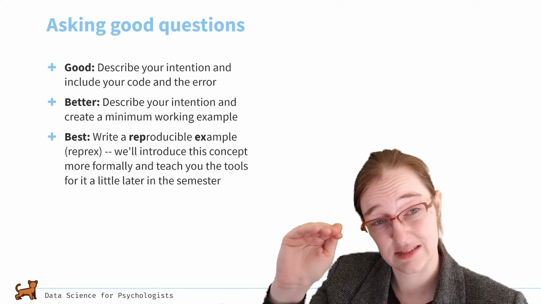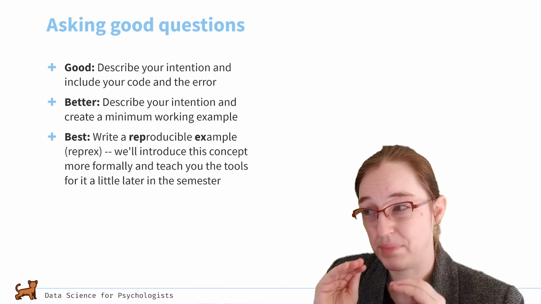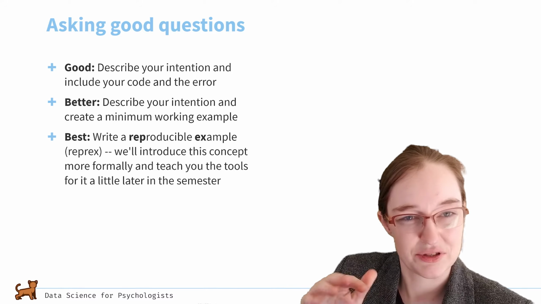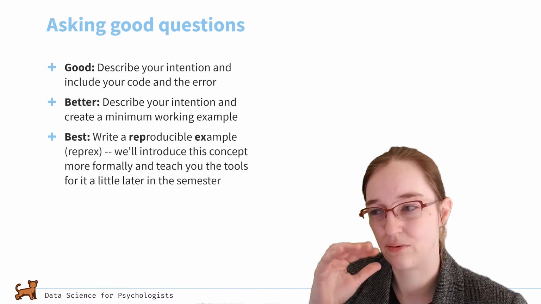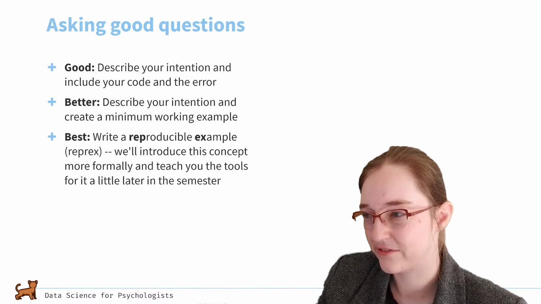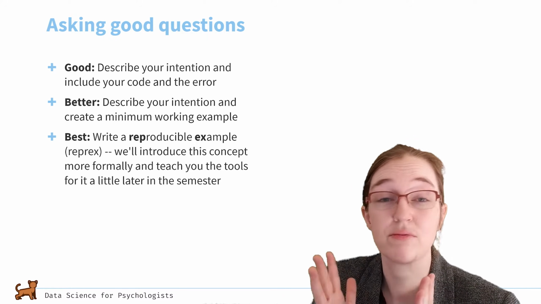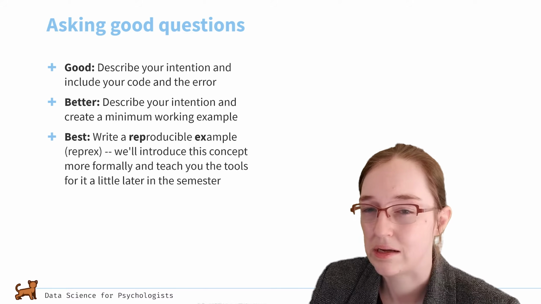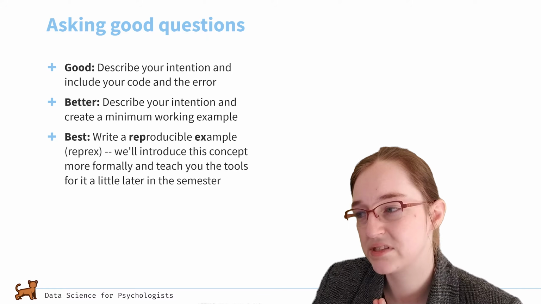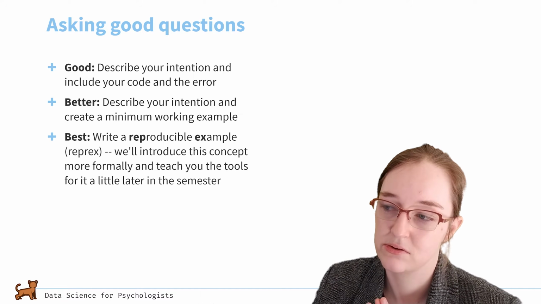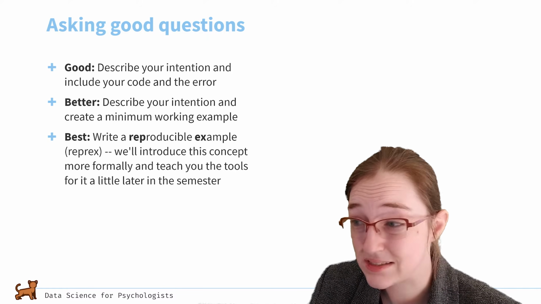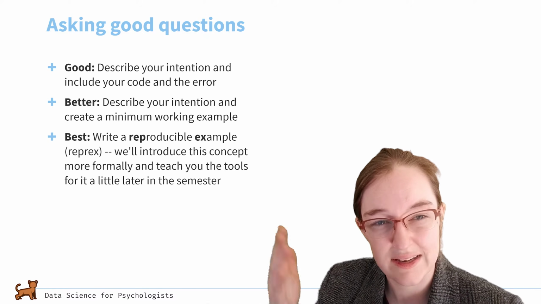That's a decent version, a baseline. Better is to describe your intention and make a minimum working example. Give enough code that they could run it, so they can see enough of the workflow. The best version is to write a reproducible example. In the cool kids' language, this is called a reproducible example.